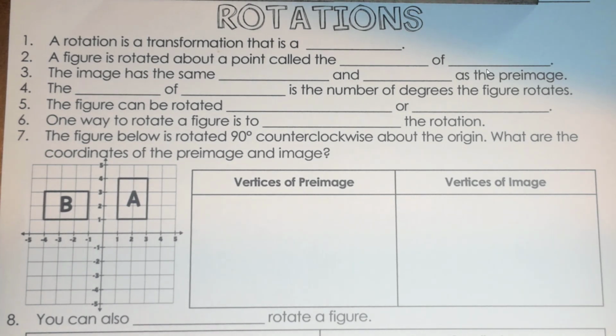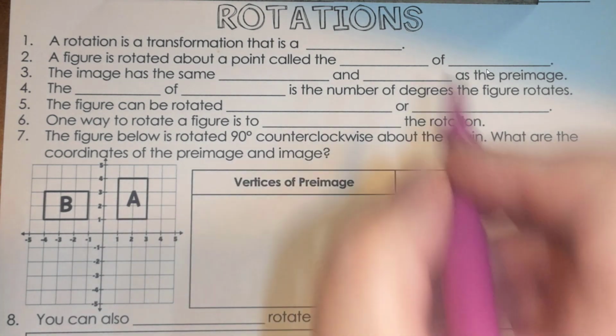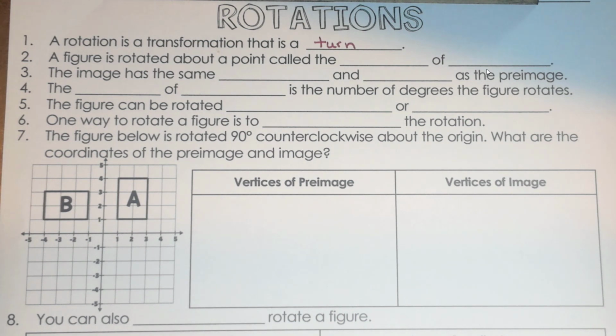First, let's start with some definitions. A rotation is a transformation that is a turn. So we're going to look at how we turn things today. A figure is rotated about a point called the center of rotation. The image has the same shape and size as the pre-image, and that is again because they are congruent. So we're still making congruent figures.